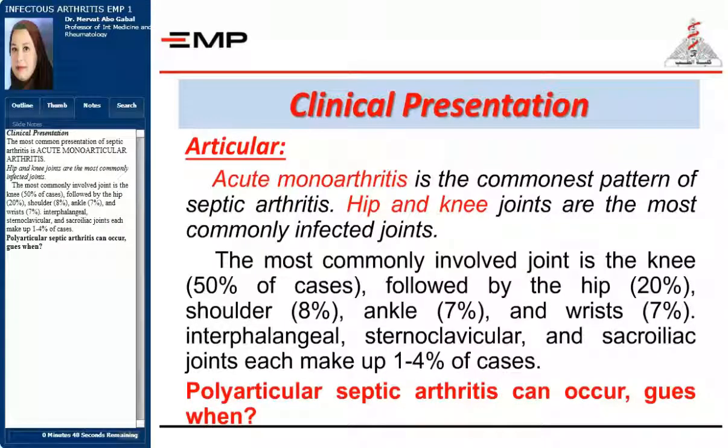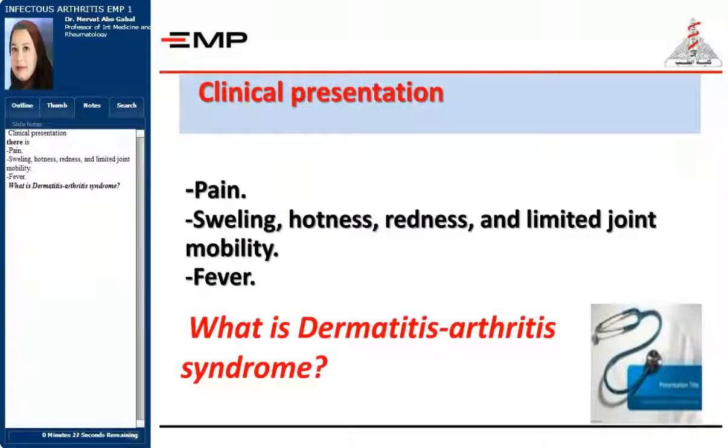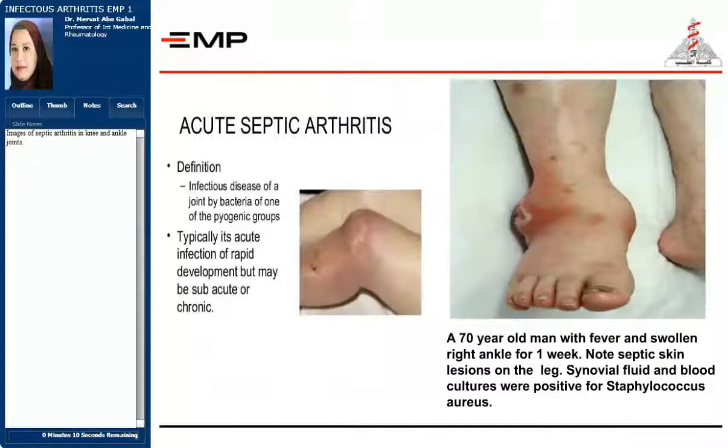The clinical presentation of septic arthritis is acute monoarticular arthritis. Hip and knee joints are the most commonly affected joints. However, polyarticular septic arthritis can occur. Guess when? To answer the question in the face-to-face session. Again, clinical presentation. The affected joint is painful with swelling, hotness, redness, and limited joint mobility. There may be fever. Now, what is dermatitis arthritis syndrome? Think till the face-to-face session. This is an image of septic arthritis in knee and ankle joints.